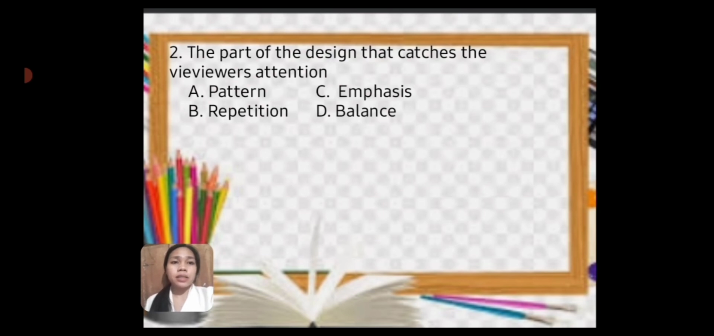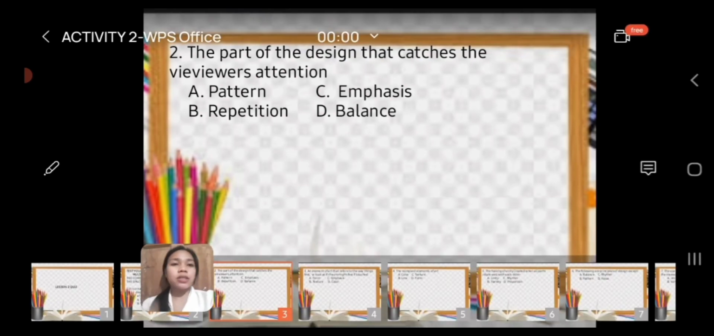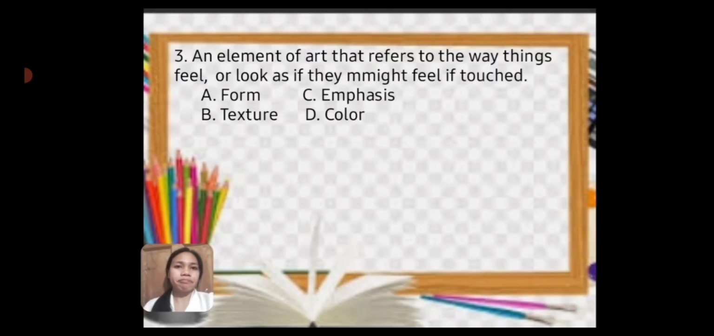So, the part of the design that catches the viewer's attention. So, letter A, pattern. Letter B, repetition. Letter C, emphasis. Letter D, balance. So, the answer for this question is letter C, emphasis.